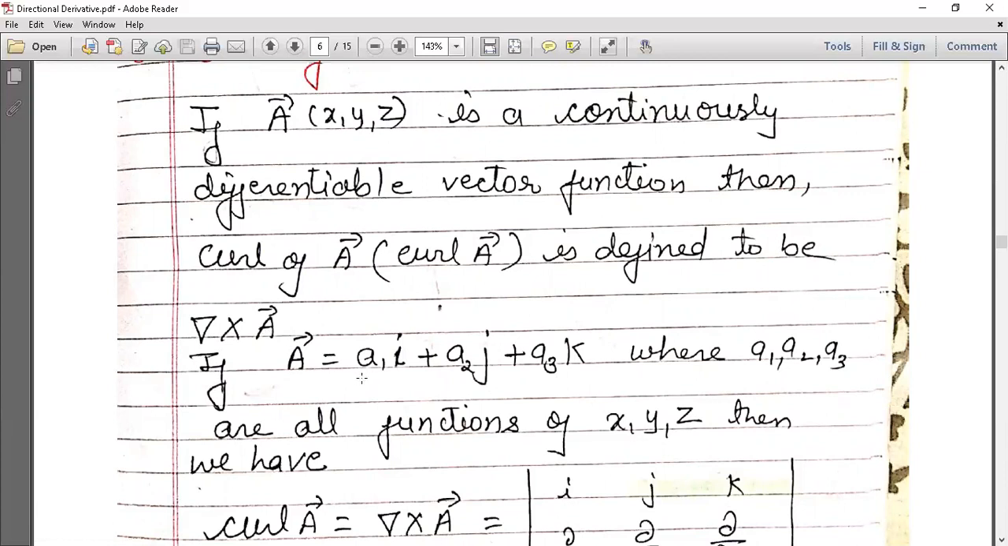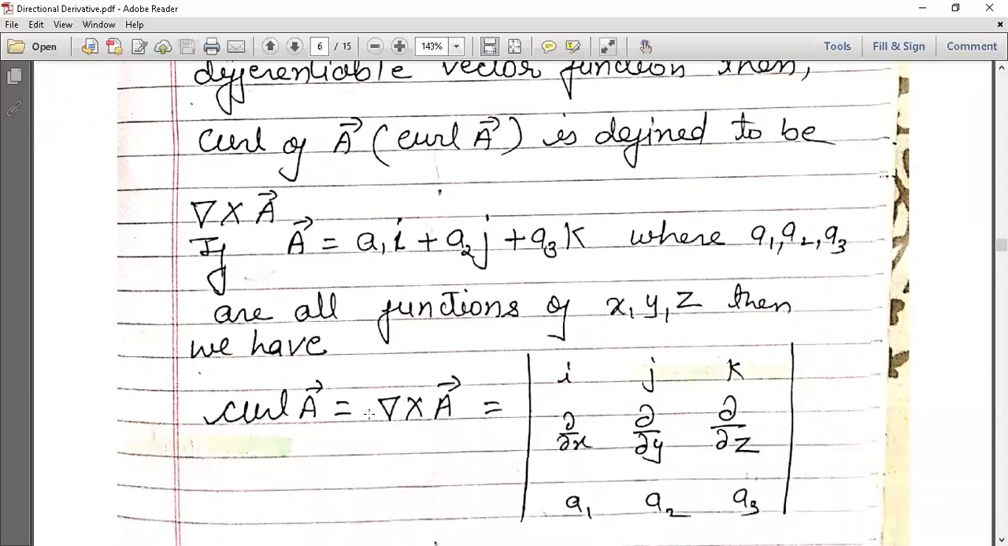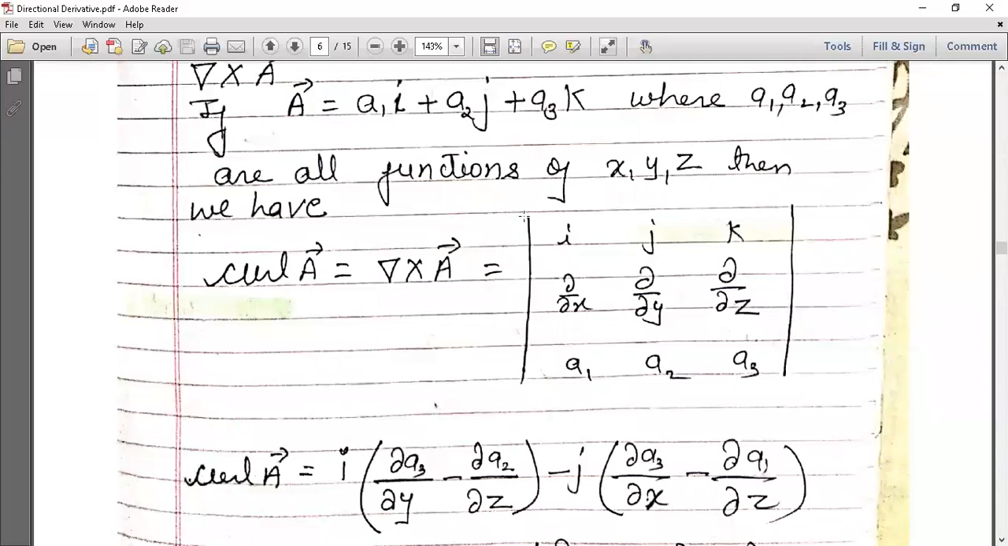Here again we take vector A as A1i plus A2j plus A3k, where A1, A2, A3 are functions of x, y and z. Now, how do we find this curl? We need to find a cross product, and when applying the cross product we need to form a determinant. So the determinant has i, j and k.